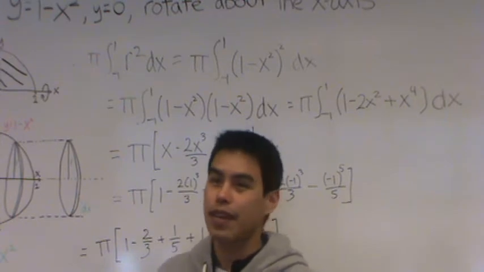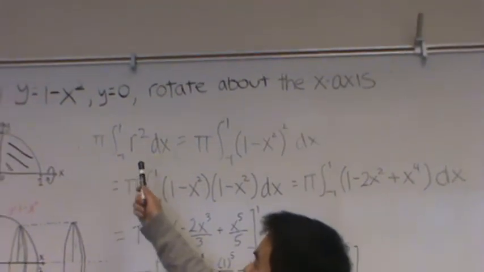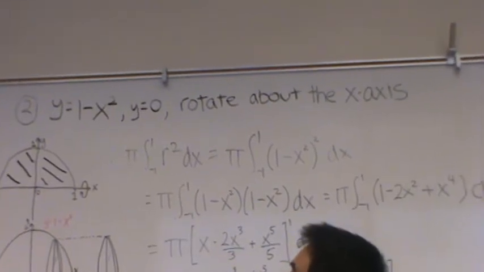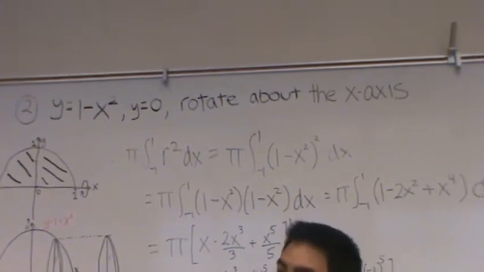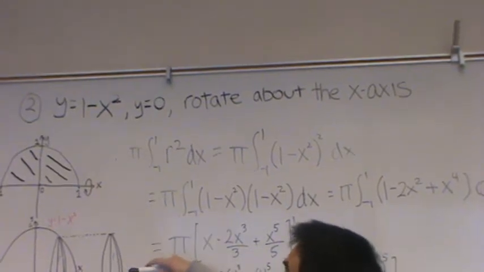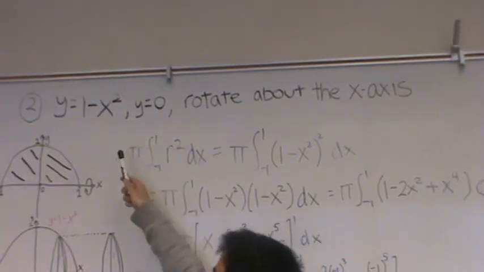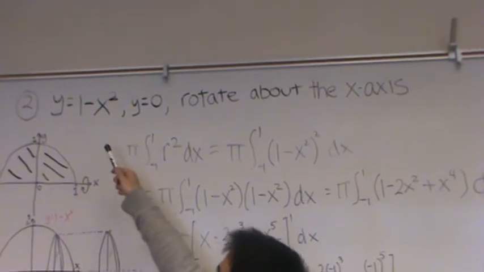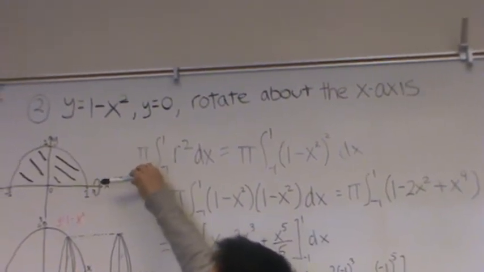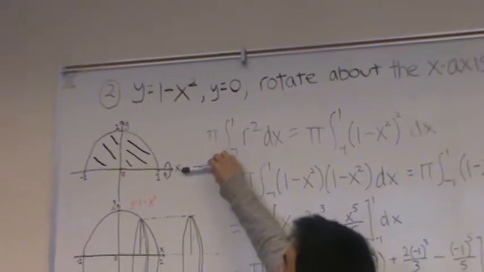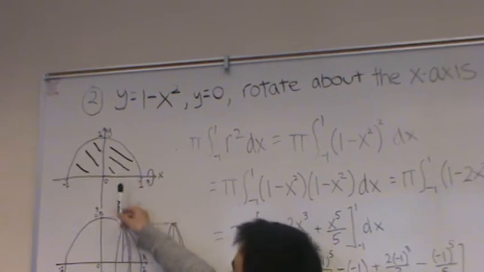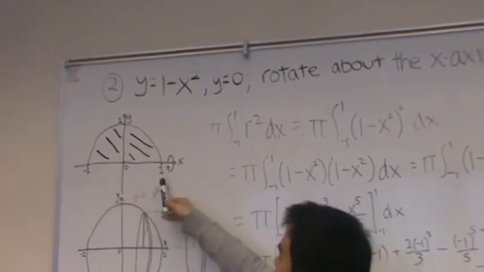Today we'll be working on a calculus problem. The problem is from the Stewart book, number 2, and it asks us to find the volume of a solid rotated about the x-axis. The function they give us is y equals 1 minus x squared, and it's bounded by the x-axis, where y equals 0, and the bounds -1 and 1.